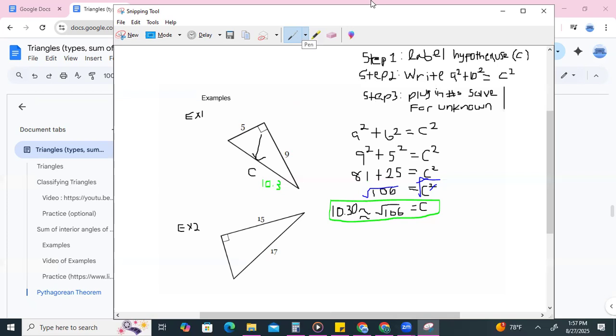First step, identify your hypotenuse and label it C. It's always across from your right angle, so we're going to go right here. I'm going to label that C.